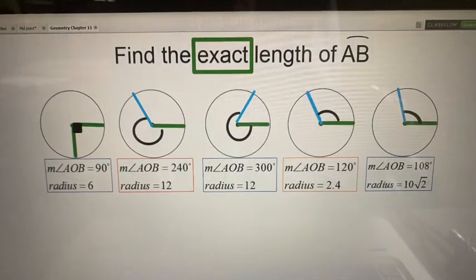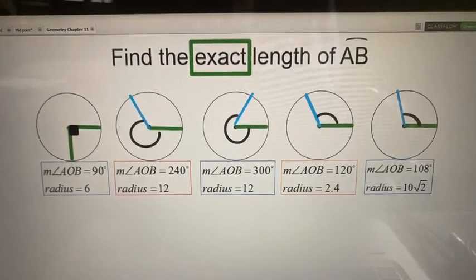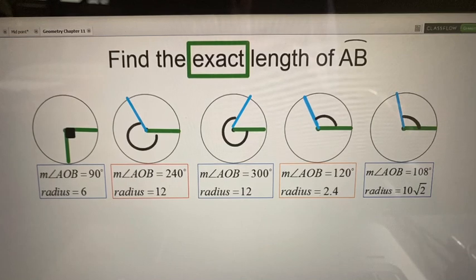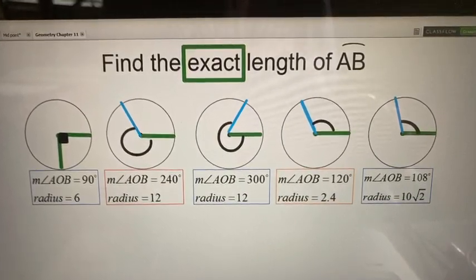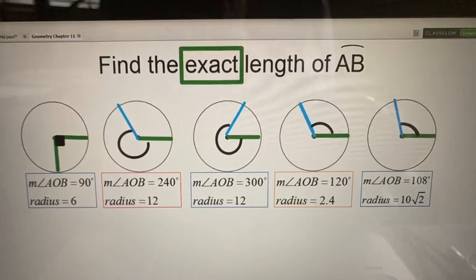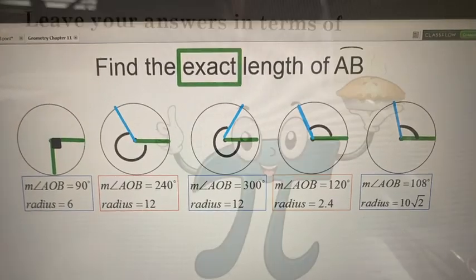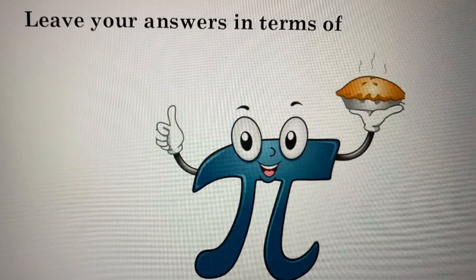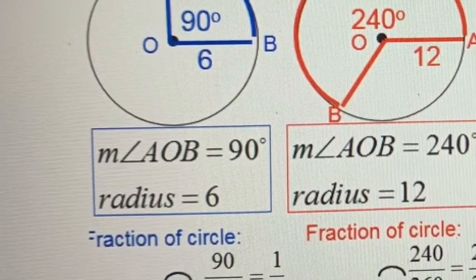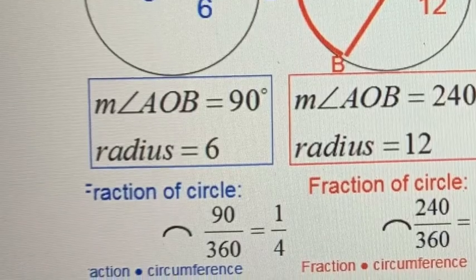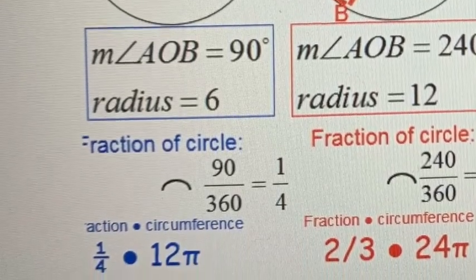All right, so now this problem says we need to find the exact length of arc AB. What does exact mean? Well, exact means that I need a precise answer. Well, when I multiply by 3.14, I get an approximate answer. So I'm going to leave my answer in terms of pi. In other words, I'm leaving pi in my answer. So this first one, the fraction of the circle, is 1/4. 90 degrees is 1/4 times 12 pi is 3 pi units.